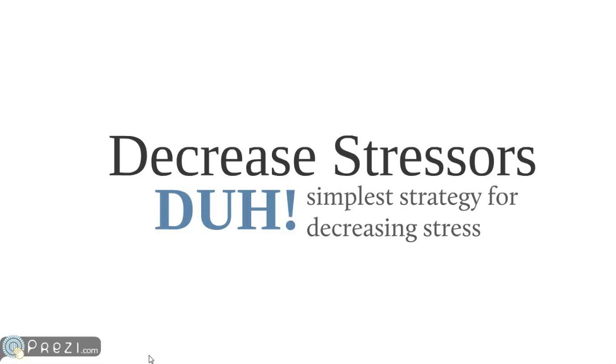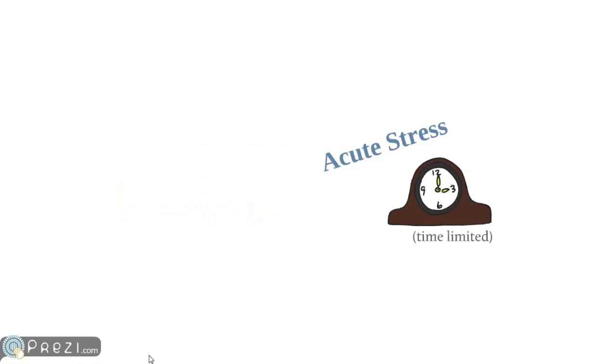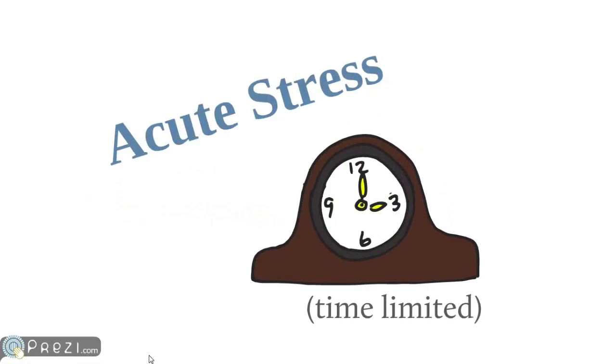Let's look at some other ways, but before we do, I want you to understand a couple different kinds of stress so we're clear what we're talking about. There's two kinds of stress I want you to think about. One is acute stress. And acute stress isn't like a little puppy or kitten. It's not adorable. Acute stress is time-limited stress. Stress that happens over a short or a quick period of time.